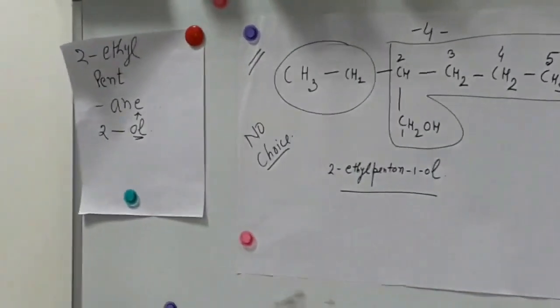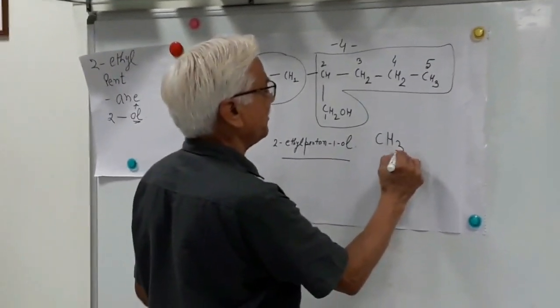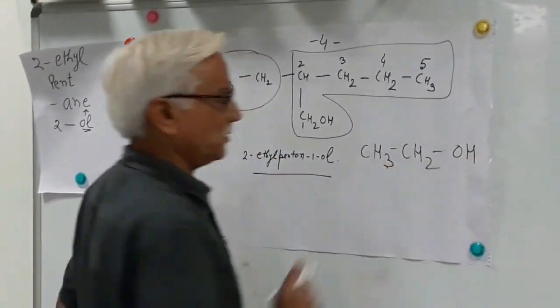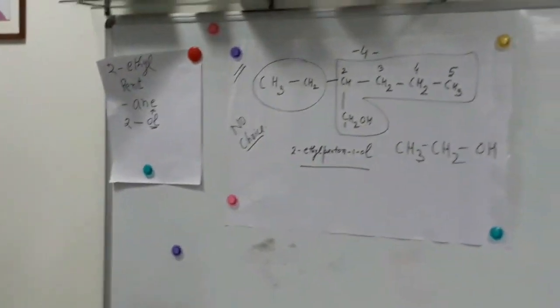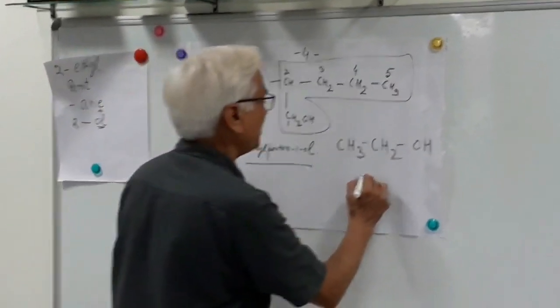This is another simple one. Now say for example, another simple example, say CH3, CH2, OH. What will be the name of this compound? It's very simple. 2 carbon, no side chain, so 2 carbon means eth.